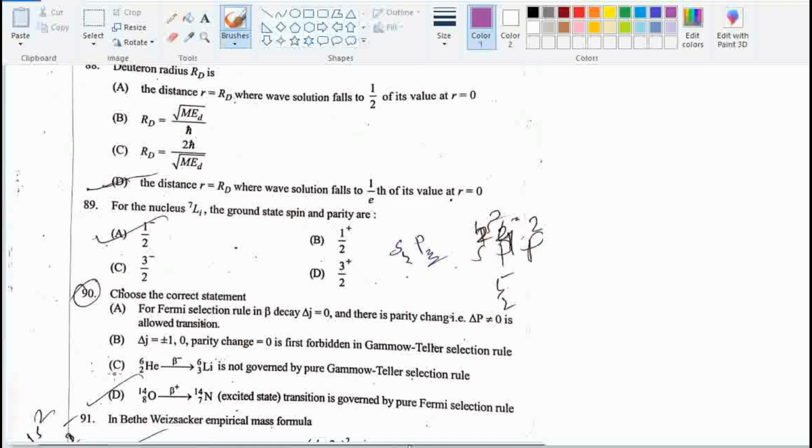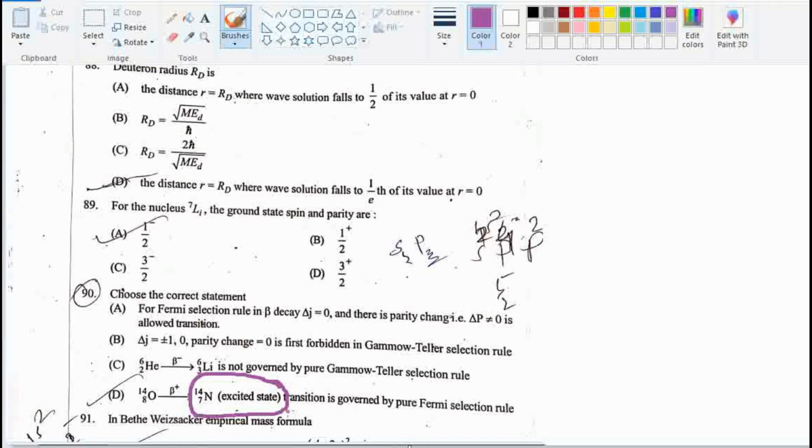In option C, there is a reaction in which helium is converting into lithium with the help of a beta negative decay. And in option D, oxygen is converting into nitrogen with the help of a beta positive decay. The main thing here in option D is that this nitrogen is in an excited state.